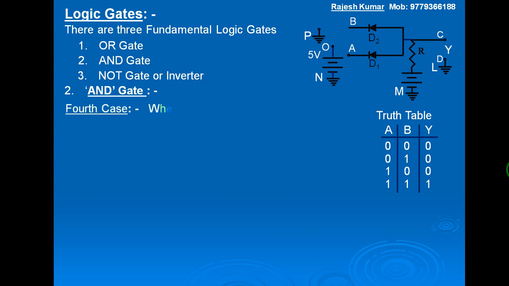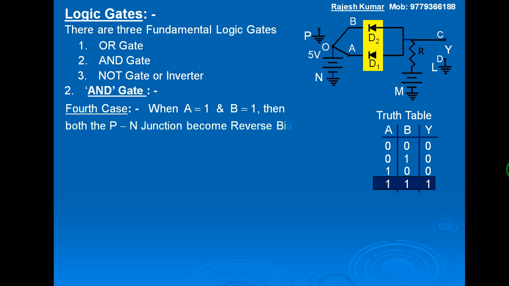Now fourth case, when A is equal to 1 and B is equal to 1, that is, both A and B are equal to 1. Now we have to prove the output Y must be 1. To give input 1, connect A to O and B to O. See in the diagram. Then both the PN junctions become reverse biased.